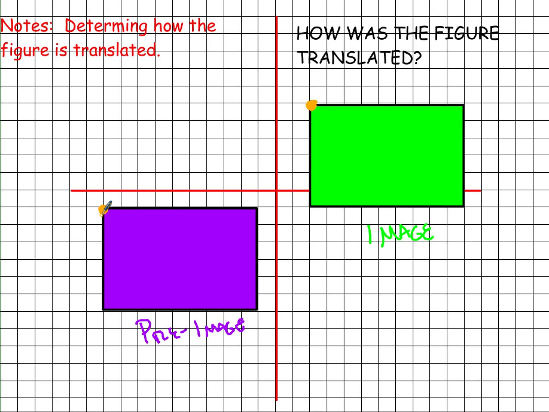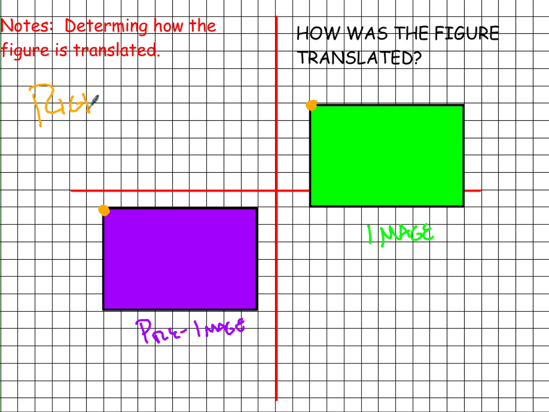So how did I get from here to here? And it should be the same for all of them, so I really just need to check one point. To get from here to here, well, let's say I went right first. 1, 2, 3, 4, 5, 6, 7, 8, 9, 10, 11, 12. So I went to the right 12. So I'm going to write that. Right.